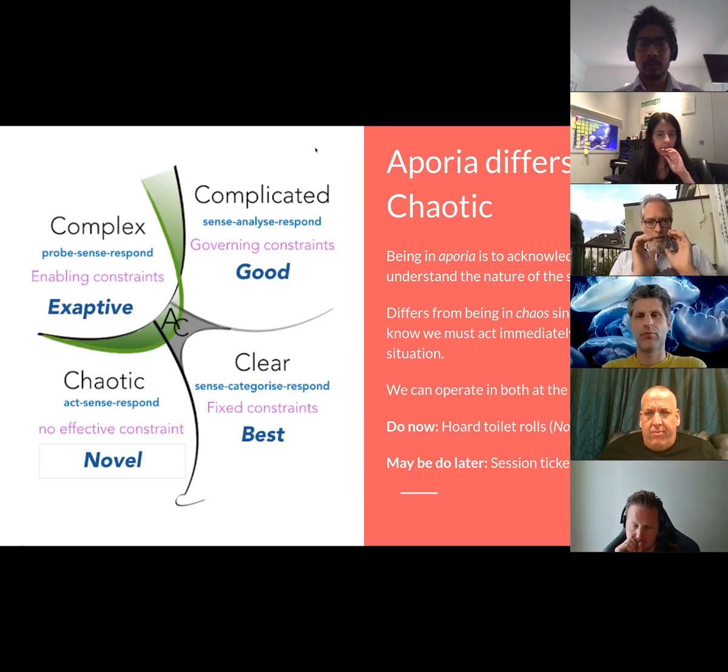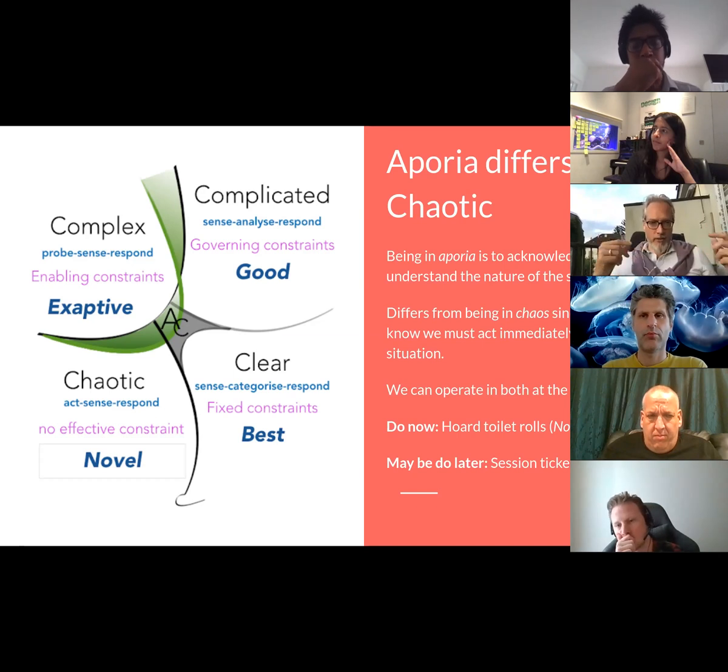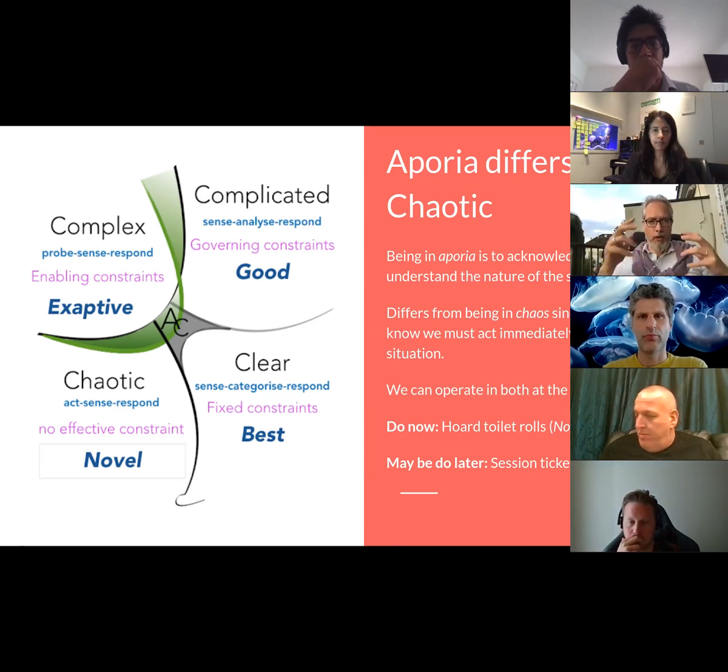And that's how I believe you can better understand aporia as a state, and how it's easier to tell it apart from chaotic. In a chaotic situation, yes, there's a lot of stuff that you don't understand, but you know that you're in a chaotic situation. In aporia, you don't know which of the other four domains you're in.